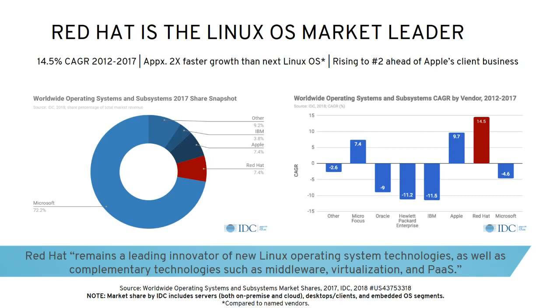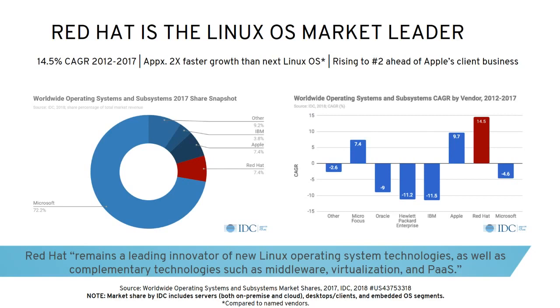So, the worldwide operating systems and subsystems 2017 SaaS snapshot. You can see that Microsoft is 72.2%, the overall market business. Red Hat is 7.4%. Then Apple is also 7.4%, the client operating system model, the Mac operating system. And then IBM is 3.8%. Now Red Hat and IBM are together in the same group company. And then others are 9.2%.